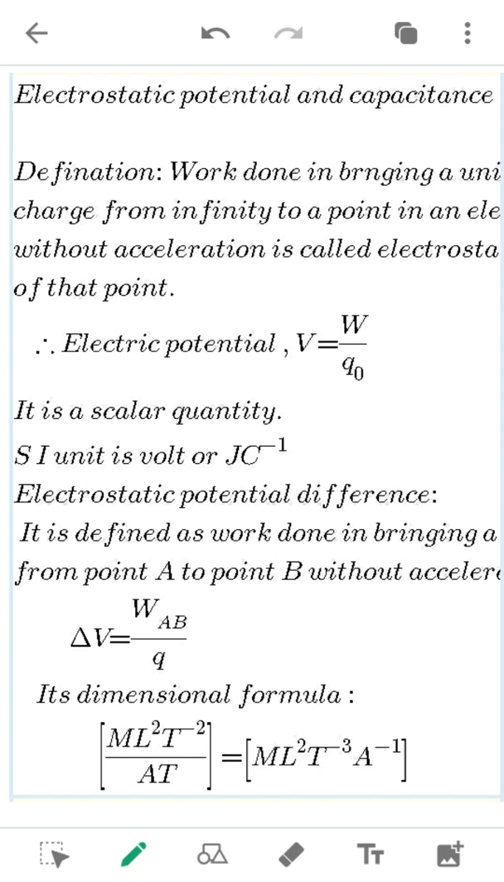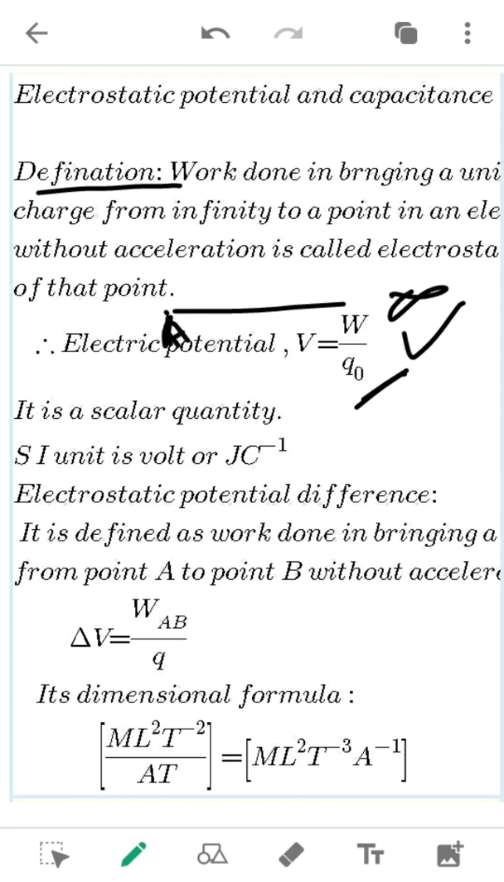So therefore, electrostatic potential is given by the work done in bringing a unit positive charge. That is, here we will take the charge as Q naught. So therefore, V equal to W upon Q naught. Okay. So the definition of the electrostatic potential is the work done in moving a unit positive charge from infinity to a certain point, wherever it may be, A, B, anything it may be.